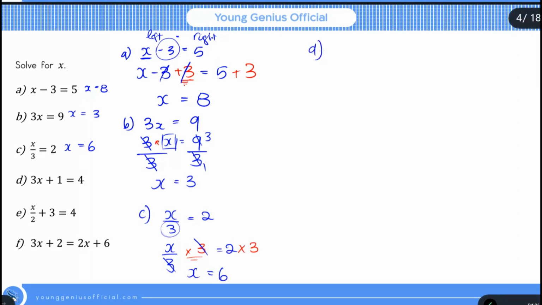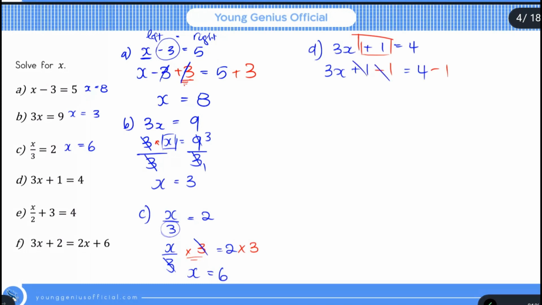Let's try another one. They're getting a bit more complex, but that's no worries, right? So 3x plus 1 is equal to 4. The easier thing to do here is to get rid of this 1 first. And seeing that we're adding 1, in order to get rid of it, we'll have to, I know you know this one, subtract 1. Very good. So 3x plus 1 minus 1 is equal to 4. And whatever we do to one side, we have to do to the other side. So minus 1 as well.